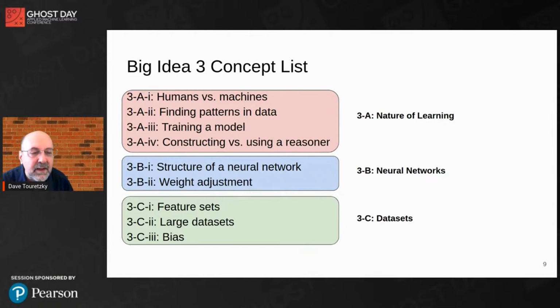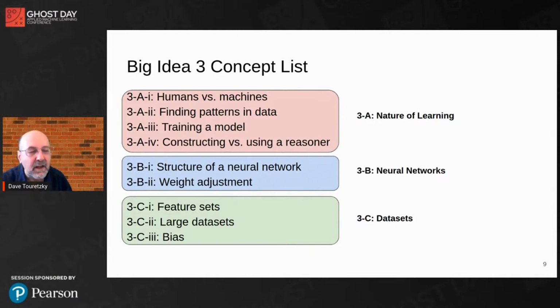Major concept B is neural networks, and you could argue that this really belongs in big idea 2, which covers reasoning, but neural networks are so closely tied to machine learning that we felt it was more appropriate to put neural networks in the machine learning section. So we want students to know the structure of a neural network, that is, what are these units and connections, weights, output functions, and then we want them to know something about weight adjustment.